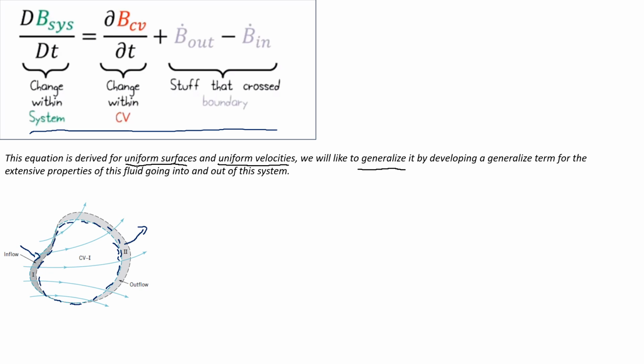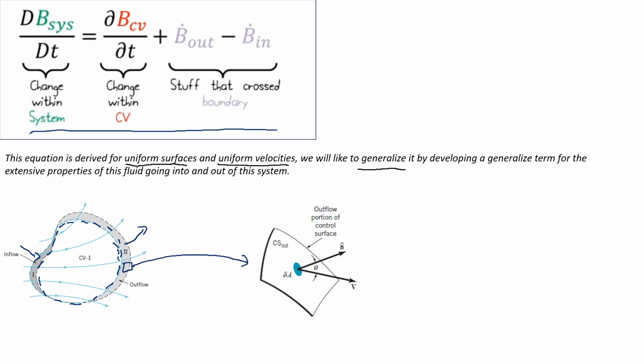So let's say I take a portion of this outflow. Okay, I take a portion of this outflow and I draw it here. Well, I'm not actually going to draw it, but I'm going to represent it here like this: I have taken a portion of this outflow and I have magnified it, and I'm now showing it here.